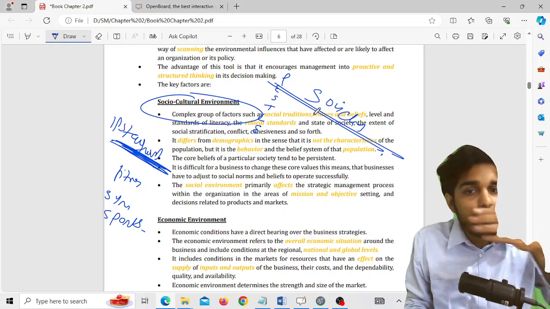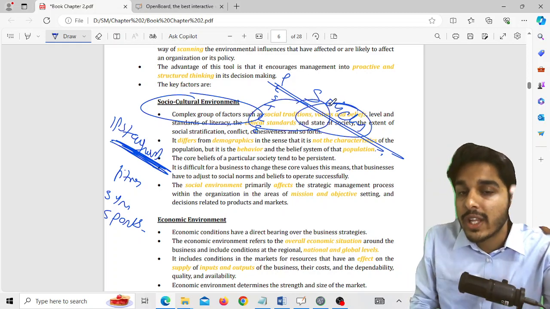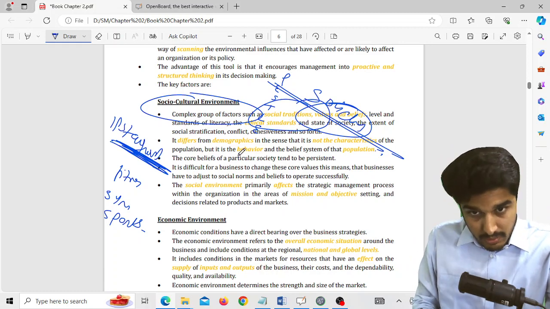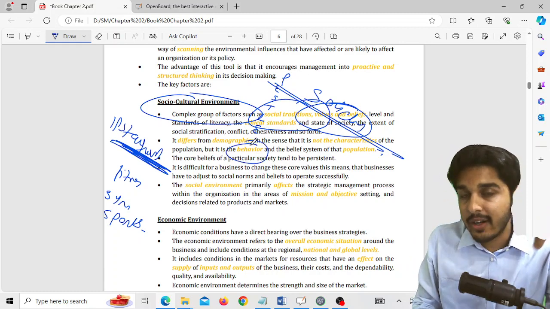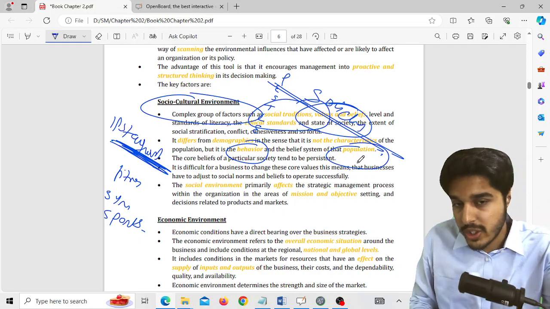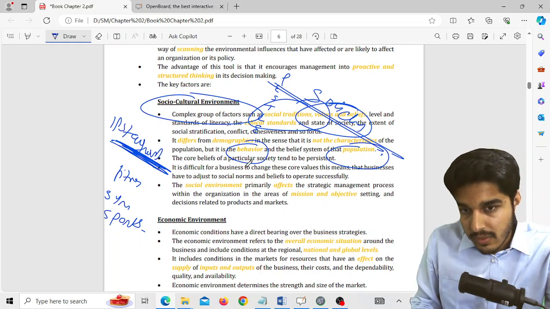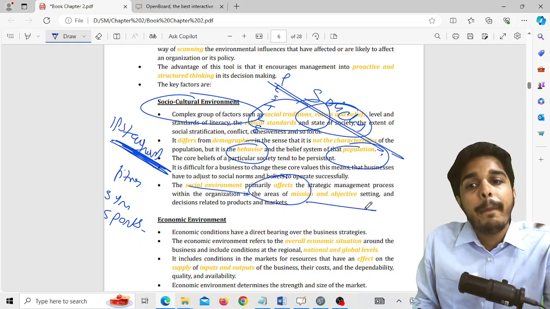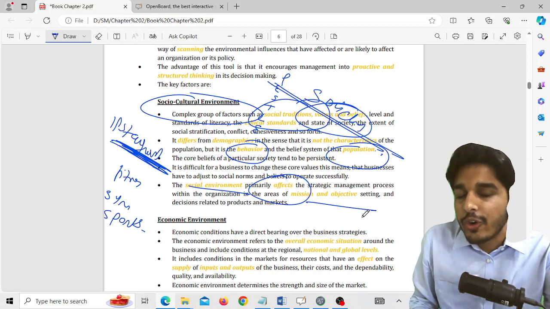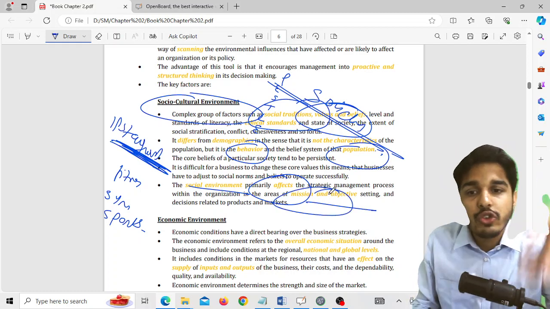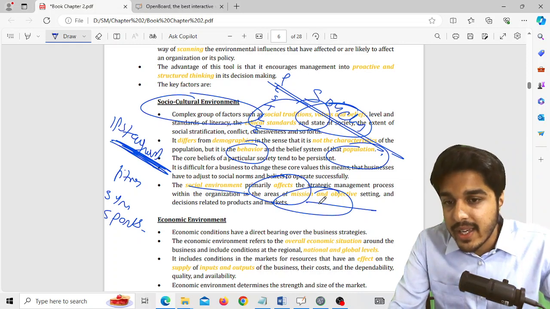So this basically talks about the social tradition, and the values and beliefs in society. It talks about the behavior of the population, how the population is going to respond to my strategy. The social environment affects mission and objective setting. How? Because if society is not going to accept my strategy, it means I have to change my mission and objective also.